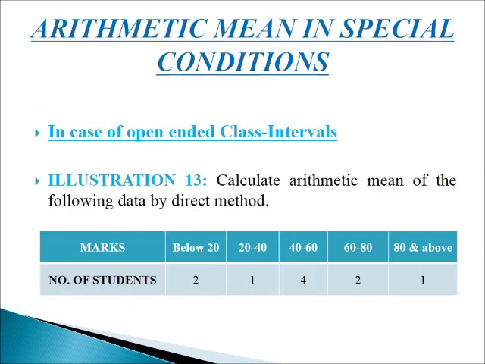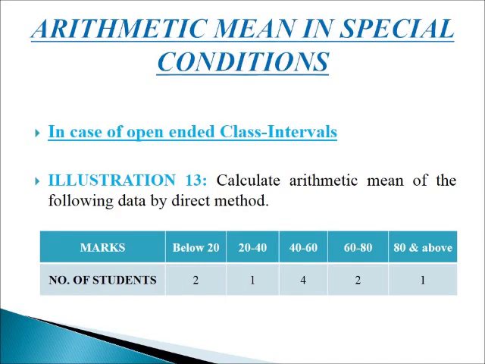Next special condition is calculation of arithmetic mean in case of open-end class intervals. Open-end class intervals are those intervals where the lower limit of the first class interval and the upper limit of the last class interval are not given. We need to adjust the classes in such a way that regular class intervals are obtained. Then arithmetic mean of the series is calculated according to the method asked in the question. Let us understand this with the help of the following illustration.